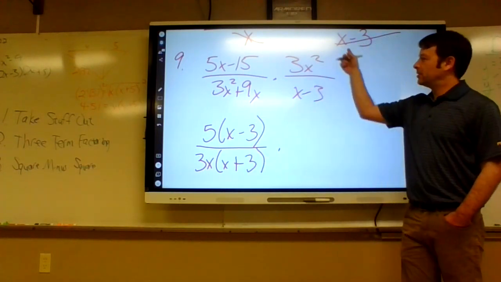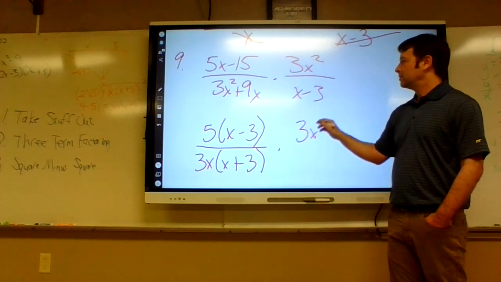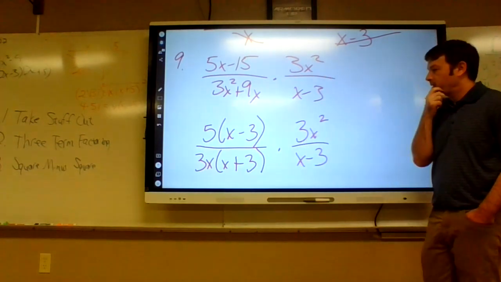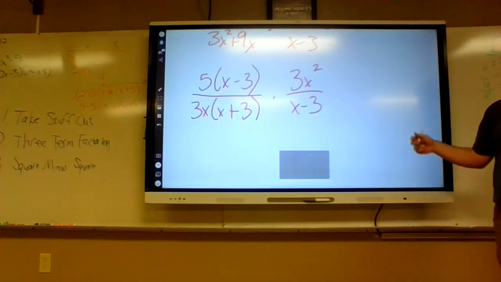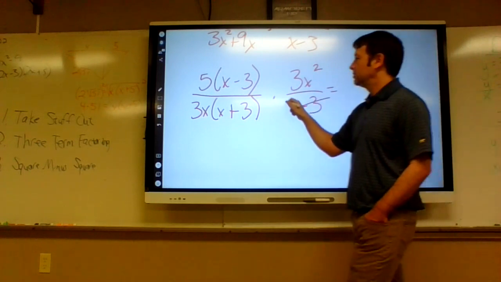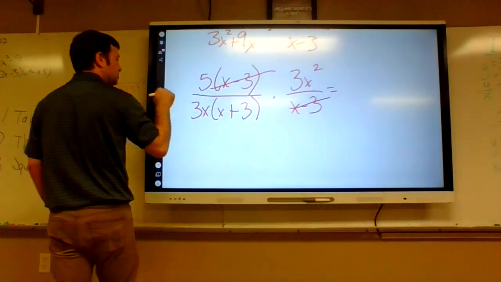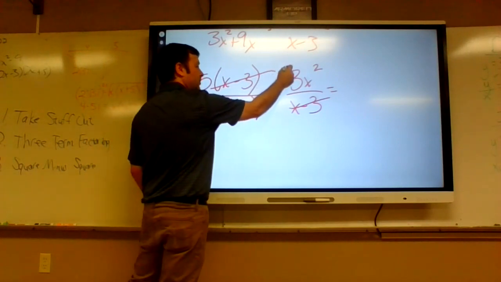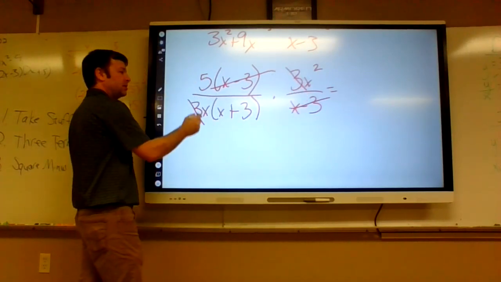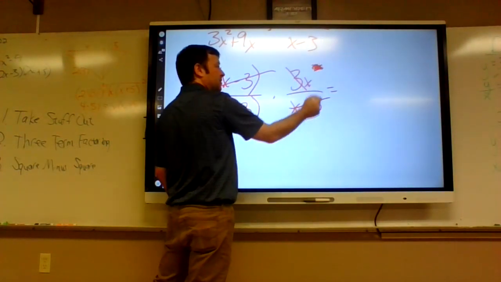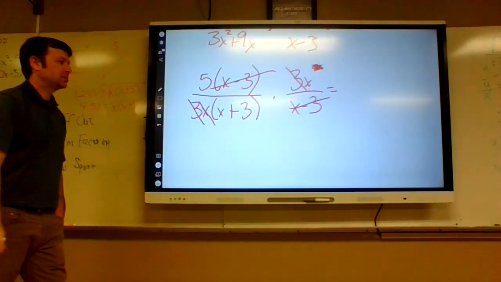Can I do anything over up to this guy? The 3's cancel out. I mean, can I factor? No. Okay, now we're ready to cross out already. What crosses out? X minus 3 and x minus 3. 3x and 3x. Okay, let's go. 3 and 3. X and 1x. So that's going to leave 1x on top.